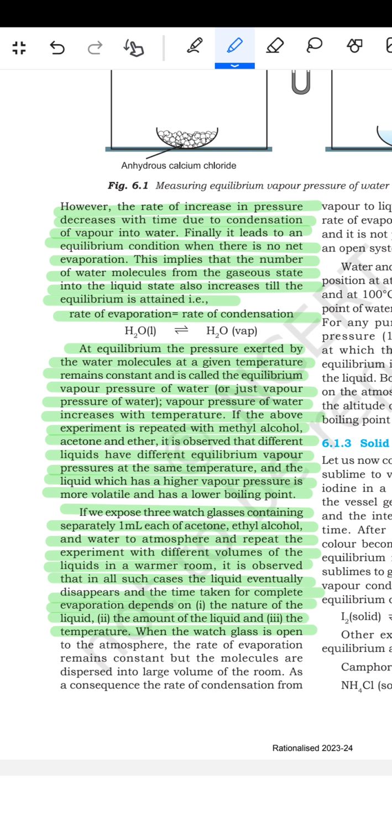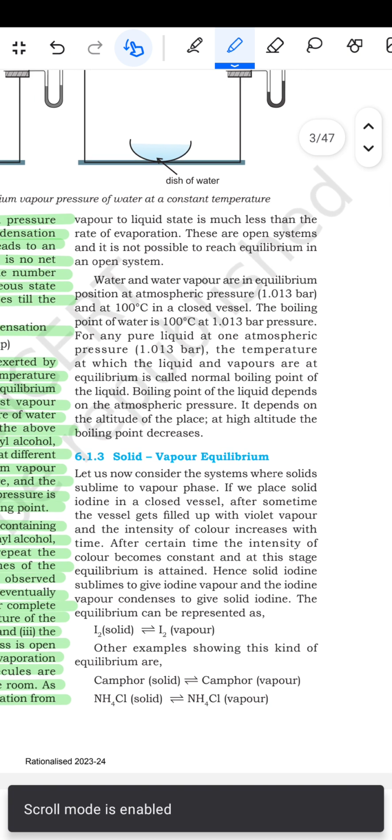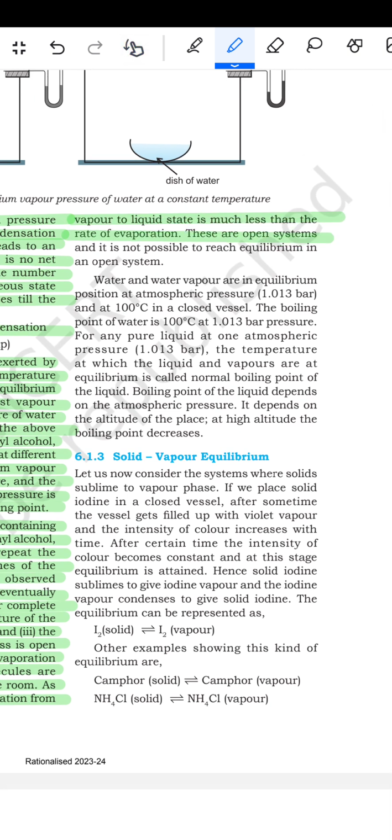When the watch glass is open to the atmosphere, the rate of evaporation remains constant, but the molecules are dispersed into the large volume of the room. As a consequence, the rate of condensation from vapor to the liquid state is much less than the rate of evaporation. These are open systems and it is not possible to reach equilibrium in an open system.